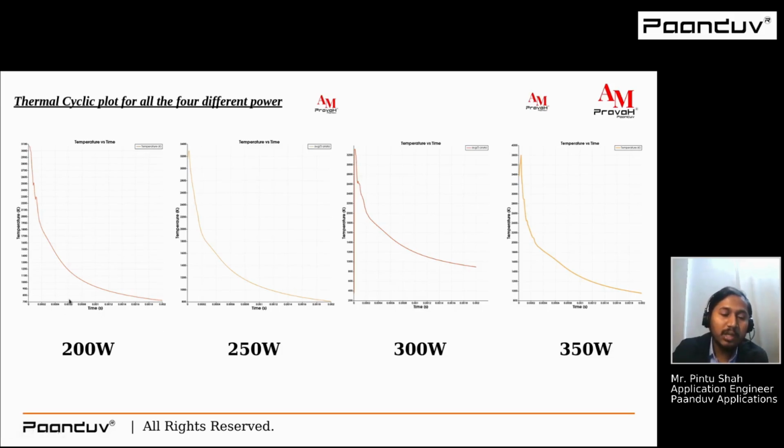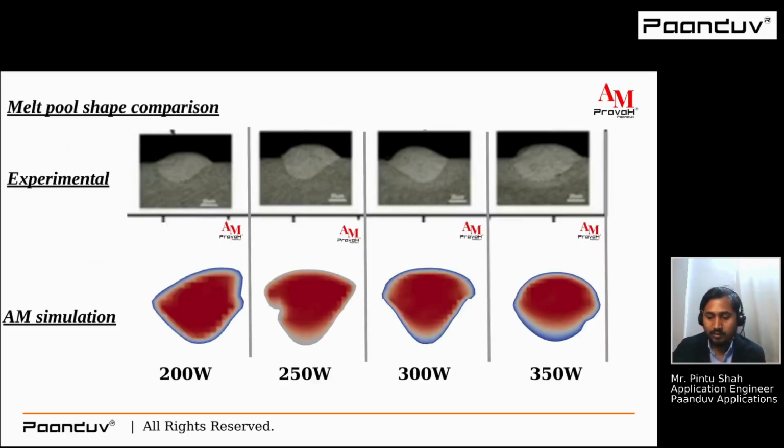So for 200 watt power, when the laser first hit the powder, at that time you can see the temperature is 3100. For 250 watt the temperature is nearly 3300, and for 300 watt it is more than 3200, and again if you go to 350 watt it is nearly 3800, 3900. So as I told you, AM PravaH completely matches the experimental result.